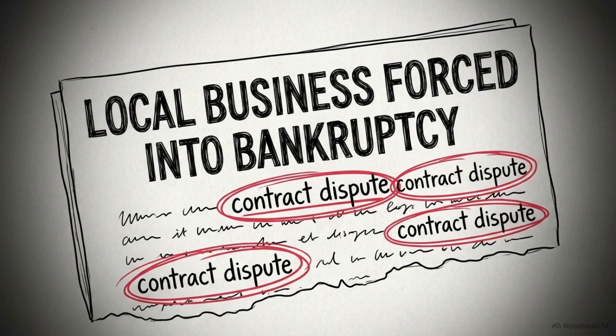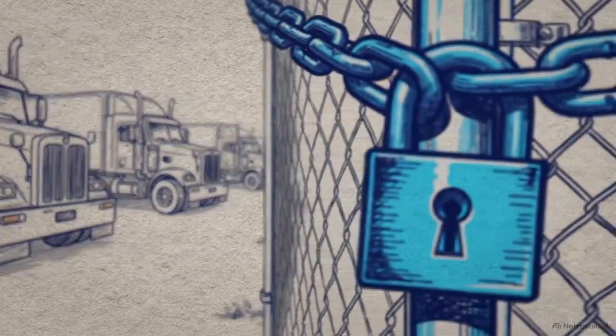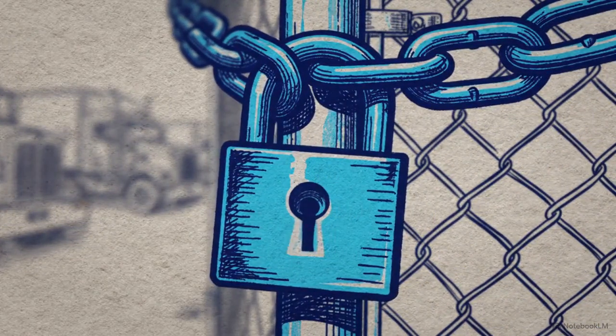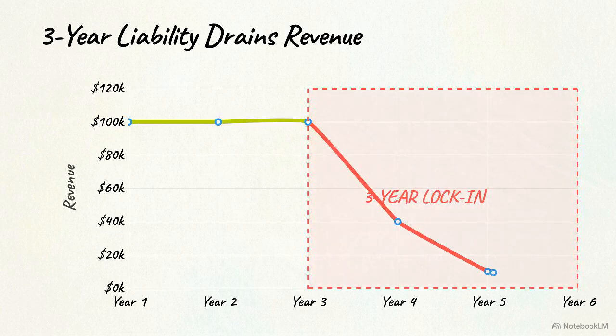This headline represents a business destroyed by a single contract dispute buried in the fine print. One logistics vendor lost his entire operation after signing a standard service agreement that included a forced out-of-state litigation clause and hidden tax liabilities, locking him into a 3-year drain on his revenue.